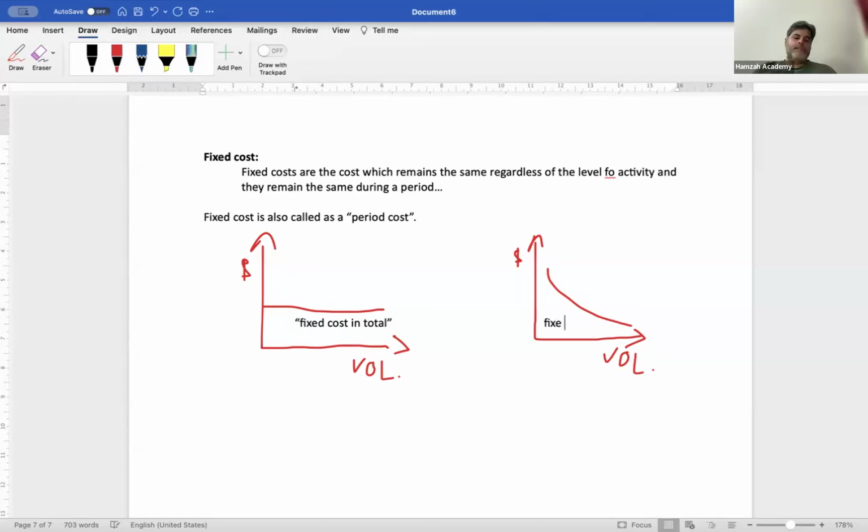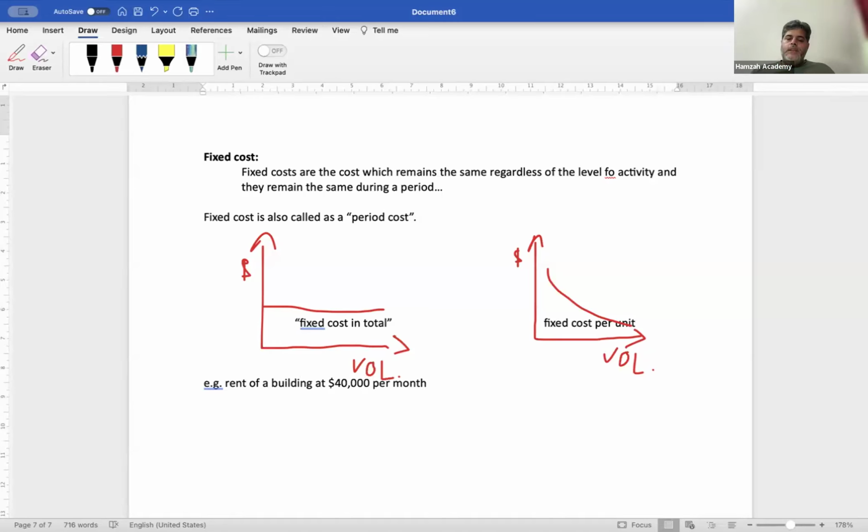Like, for example, I have a rent of a building at 40,000 per month. Now, in case I have a rent of 40,000 a month, no matter if I do the production or not, I have to pay the rent. So it's fixed. I do less production, I do high production, the rent is going to be fixed. That is 40,000 a month.